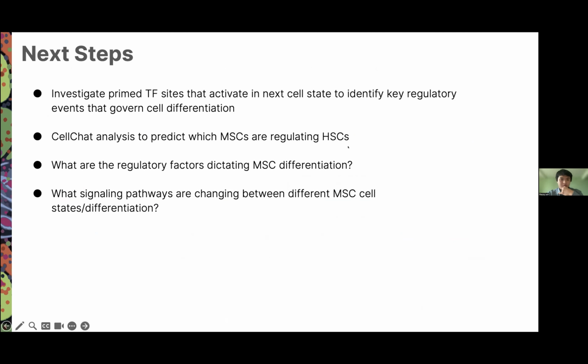Now, our next steps for this project are to investigate primed transcription factor sites that activate in the next cell state to identify key regulatory events that govern cell differentiation, and to conduct a CellChat analysis to predict which mesenchymal stem cells are regulating hematopoietic stem cells, but also to find out what regulatory factors dictate mesenchymal differentiation and what signaling pathways are changing between different mesenchymal stem cell states.